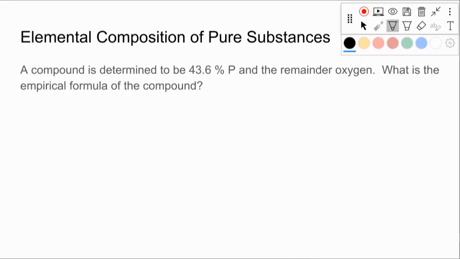This one says a compound is determined to be 43.6% phosphorus and the remainder oxygen. What is the empirical formula? So again, we're going to use our steps to work this one out.